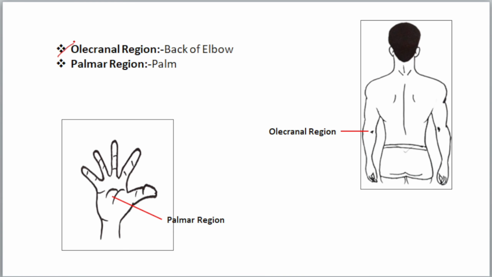Olecranial region, the back of the elbow is called the olecranial region. You see in this picture that the back of the elbow is called the olecranial region. Palmar region. Palm of the hand is called the palmar region.